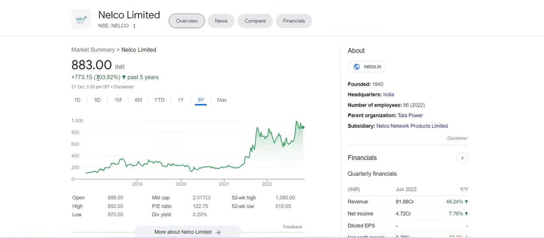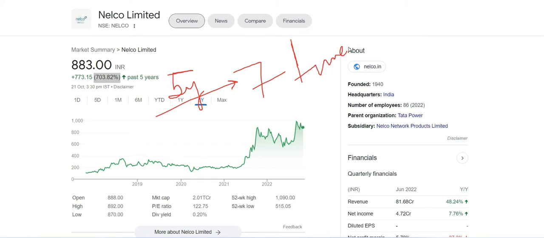In 5 years, it has given a return of 703.82%. Could you imagine how big a return it is? In 5 years your money has become 7 times. How much? Your money has become 7 times in just a span of 5 years. So you could say it is an excellent return.